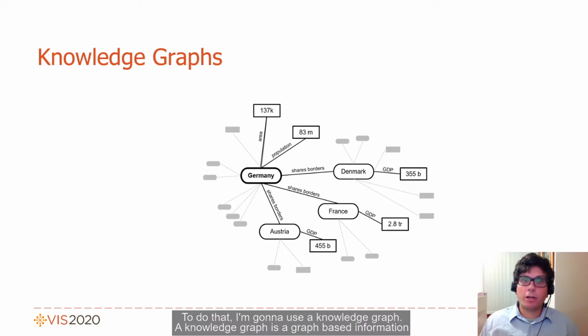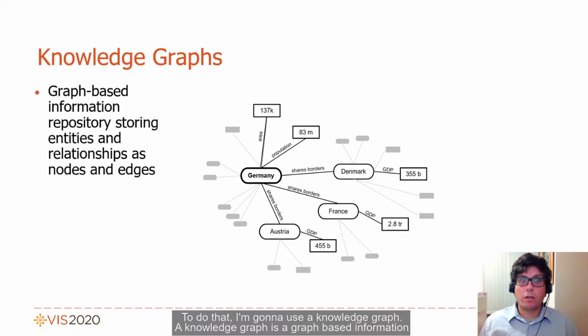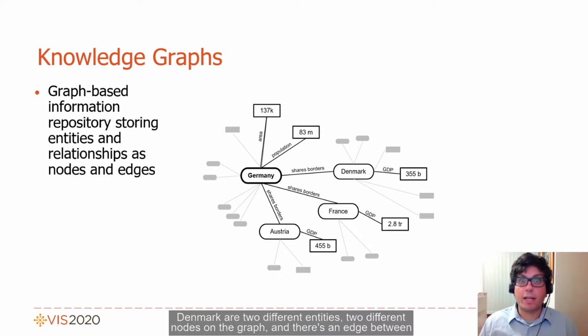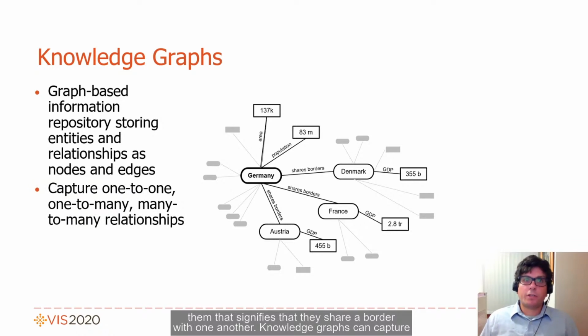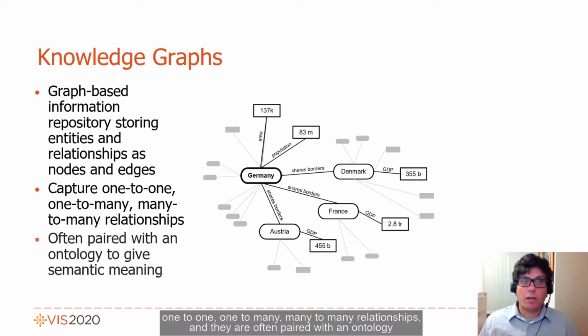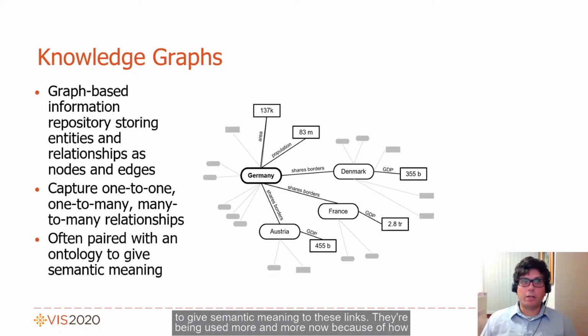To do that, I'm going to use a knowledge graph. So a knowledge graph is a graph-based information repository that stores entities and relationships as nodes and edges. So here we see Germany and Denmark are 2 different entities, 2 different nodes on the graph. And there's an edge between them that signifies that they share a border with one another. And knowledge graphs can capture one-to-one or one-to-many or many-to-many relationships. And they're often paired with an ontology to give semantic meaning to these links.